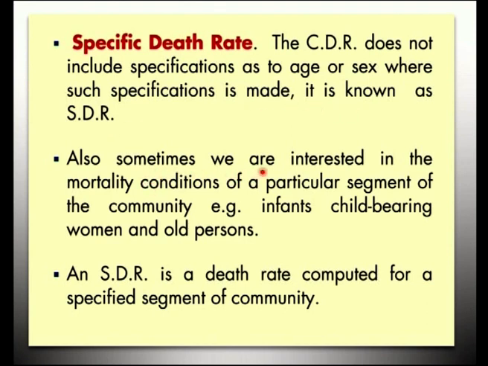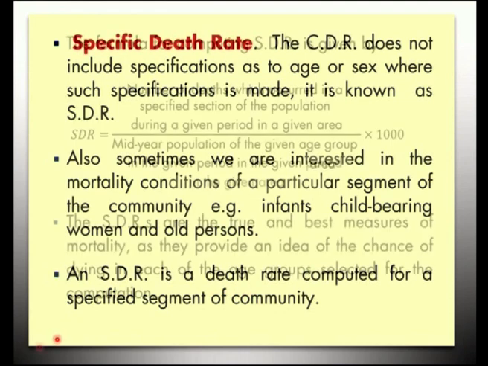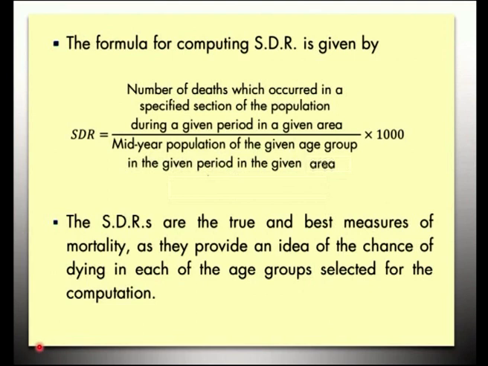Sometimes we are interested in the mortality conditions of a particular segment of the community, for example infants, childbearing women and old persons. So, an SDR is a death rate computed for a specified segment of the community. The formula for computing SDR is: number of deaths which occurred in a specified section of the population during a given period in a given area, divided by the mid-year population of the given age group in the given period in the given area, into 1000.